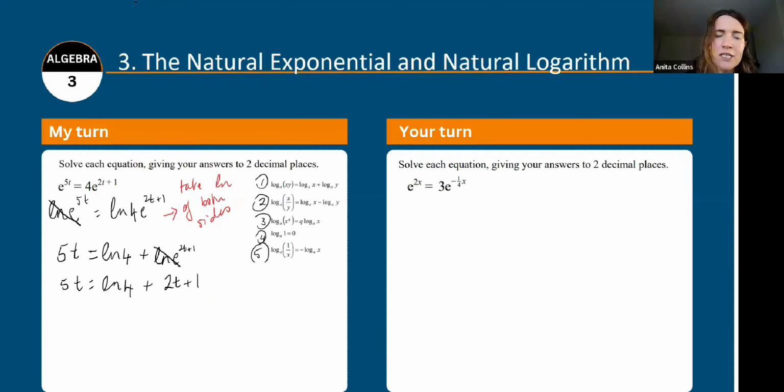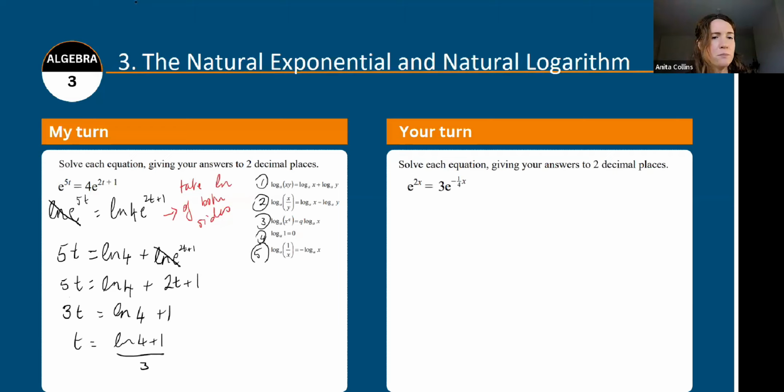I'm trying to solve for t, so I should bring the t's together. So I've got 5t. I'm going to subtract 2t from the right, and I'll have to do the same on the left, leaving me with 3t is equal to ln of 4 plus 1. So t is equal to (ln of 4 plus 1) divided by 3. Now, that's all numbers. You can just pop that straight into your calculator.